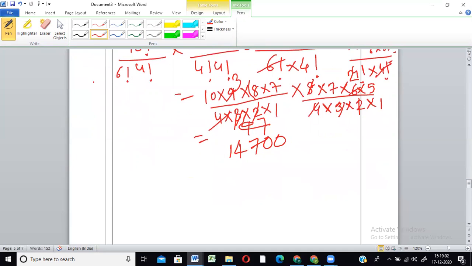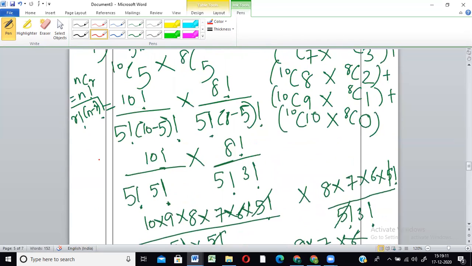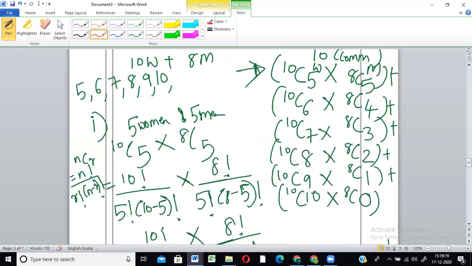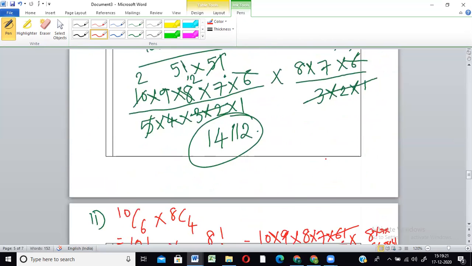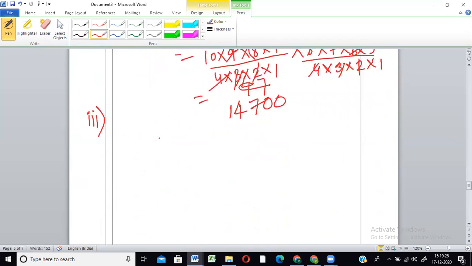And we're going to do it for each and everything as I said. Now the third one. What was the third one? We finished with the first and the second. Third, fourth, fifth, and sixth, all the remaining four are remaining. 10C7 into 8C3, 10C7 into 8C3, where there are 7 women and 3 men in the committee.